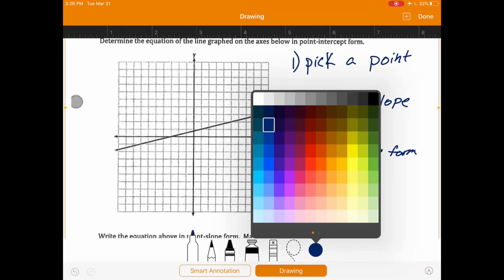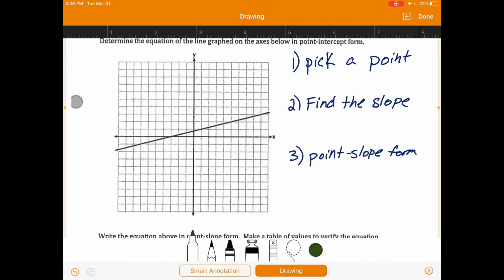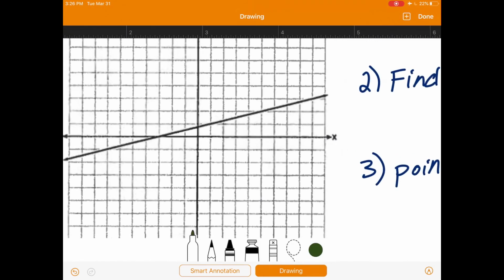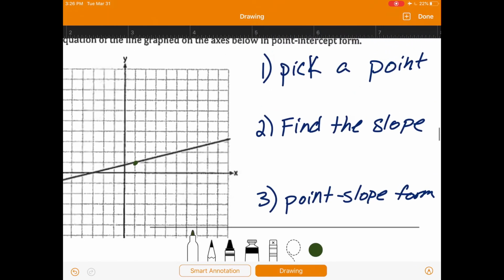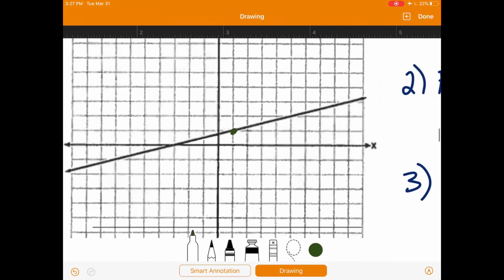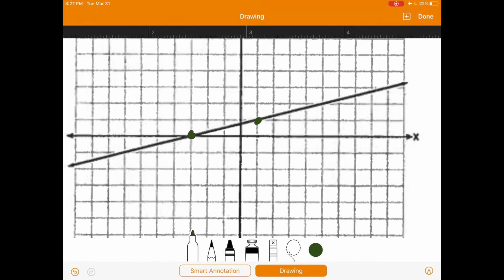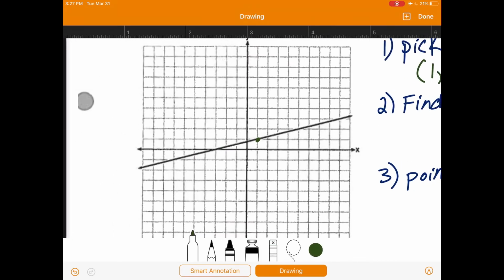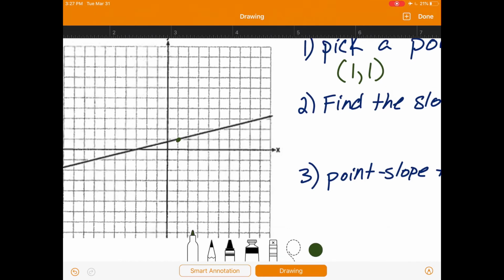So let's do this process. We're going to pick a point on here. I'm going to choose the point 1, 1 because that's going to be very easy for us to use in this because 1s are nice. So I'm going to do 1, 1. You could choose some other ones. Just make sure that whatever you choose, you're choosing something that's on like a cross part here. You don't want to choose something that's like how this one is. Okay, you want it to be something where you know exactly what the number is. So I'm picking the point 1, 1.